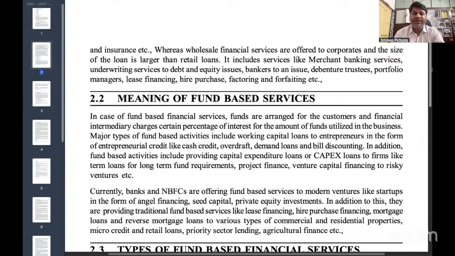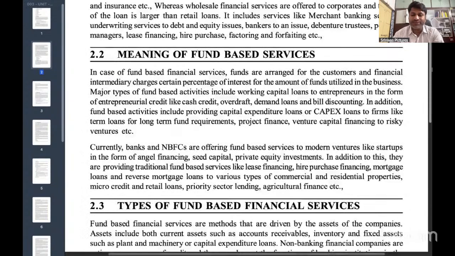Here they are going to offer different types of loans to the customers. Sometimes they provide working capital, sometimes long term capital, sometimes funds for purchasing fixed assets. It depends on the requirement of the companies and customers.